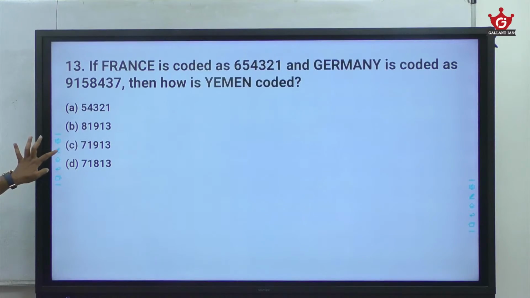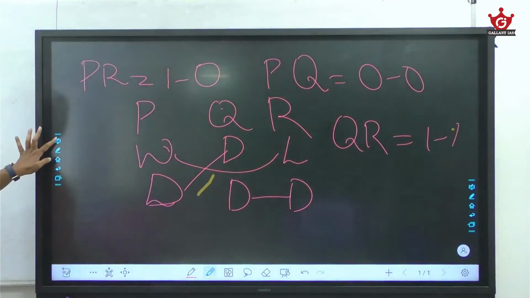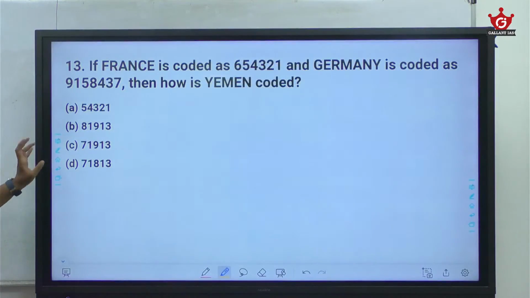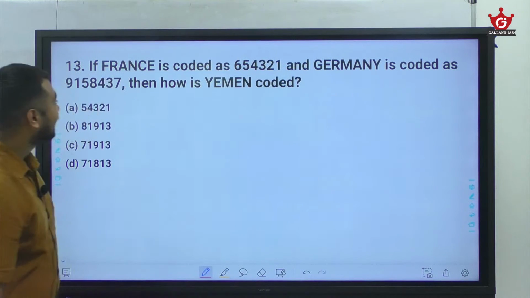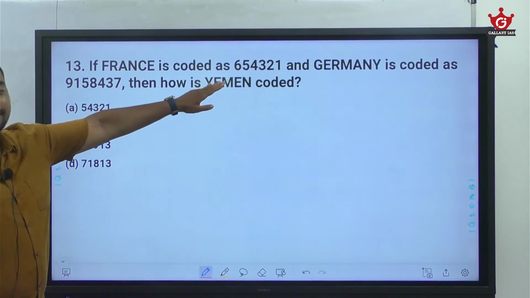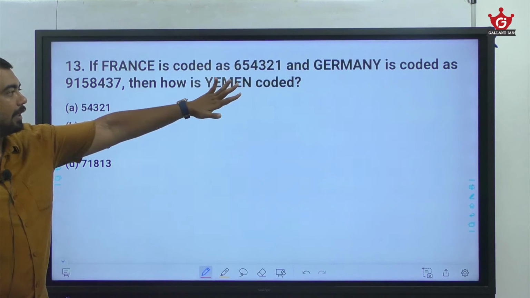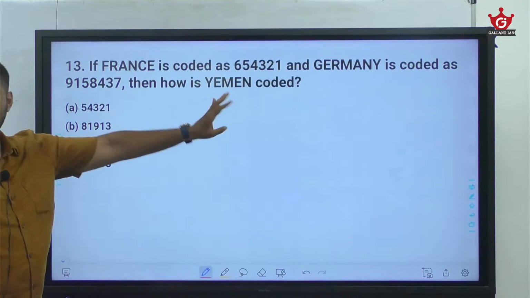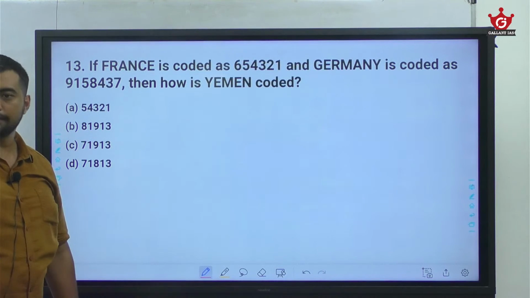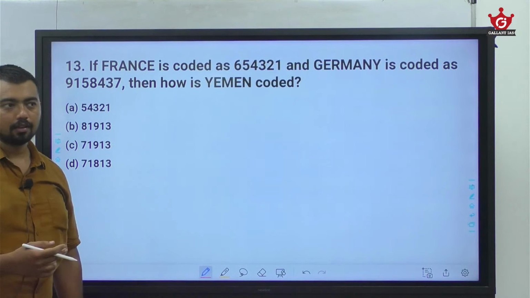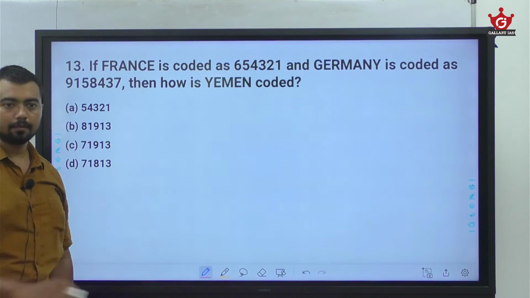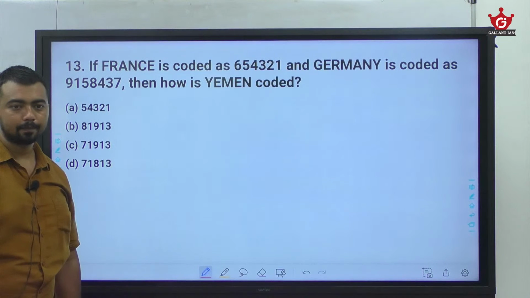Yeah. This is also from coding and decoding. People who studied coding and decoding, it was a good year for them, I guess. So if France is coded as this number, Germany is coded as this number, then how is Yemen coded? 30 seconds, please do. It's a very easy question. You will get the answer right away.